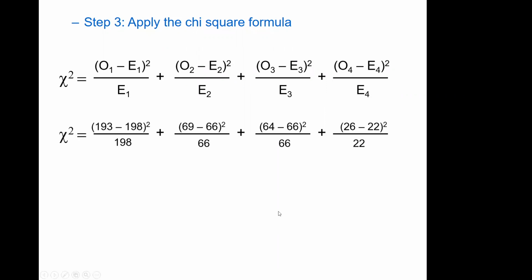So plugging everything in, and it really doesn't matter which number you subtract from which number. A lot of people get hung up on that. It doesn't matter because it's squared, but it does matter which number you put on the bottom. The expected has to go on the bottom. So you can take all those, do the math, you get 4 separate little results, add them all together, and you get a chi-square value.